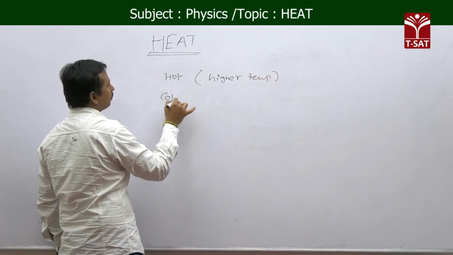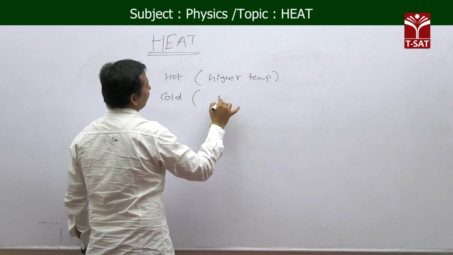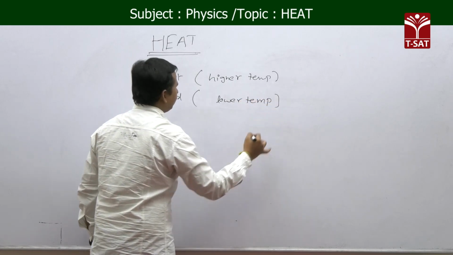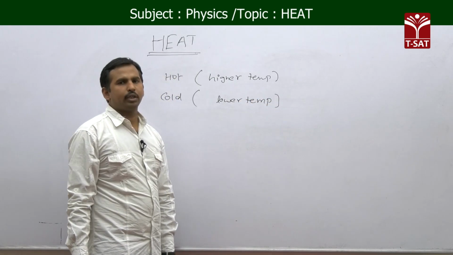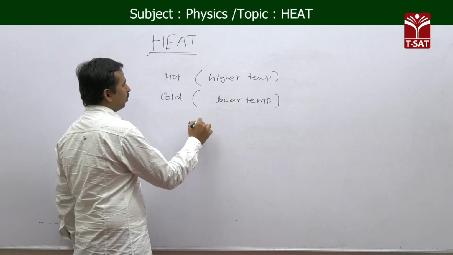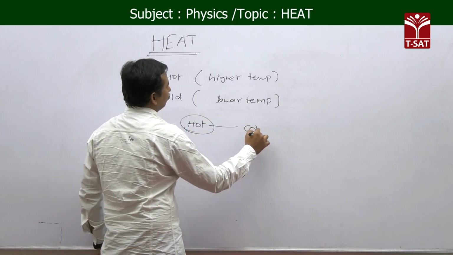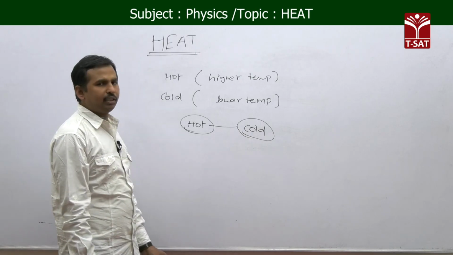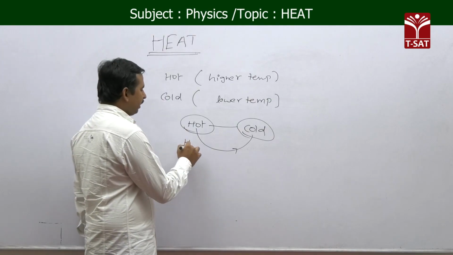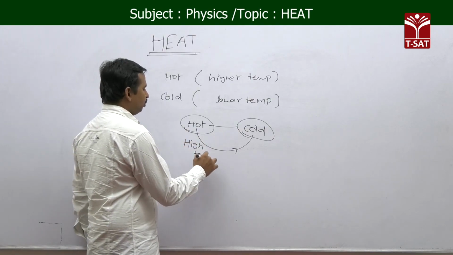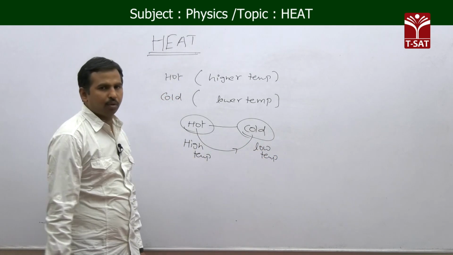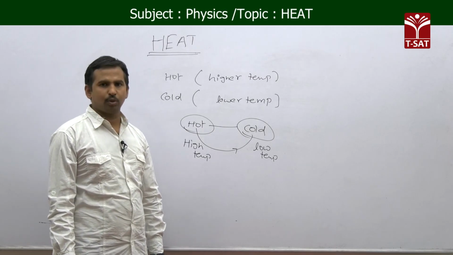And when can we say a body is a cold body? If it has a lower temperature. The higher temperature one we call a hot body, and the lower temperature one we call a cold body. So whenever you connect a hot body and a cold body and both are in contact, heat transfers from the hot body to the cold body, which means from the high temperature body to the low temperature body.